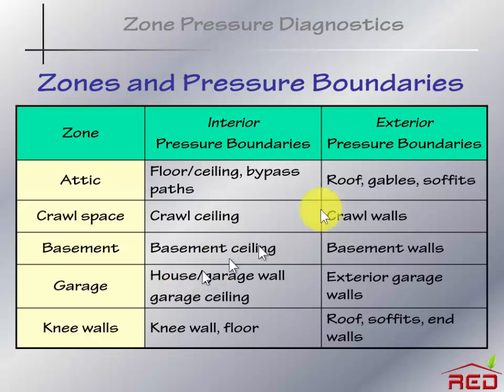And then we have the exterior boundaries, which make up the boundary for the zone to the outdoors. For example, with an attic, the roof and gable ends and soffits make up the boundary for the zone to the outdoors. And for example, for the garage, the exterior garage wall, the garage ceiling makes up the boundaries for the zone, the garage in this case, to the outdoors.